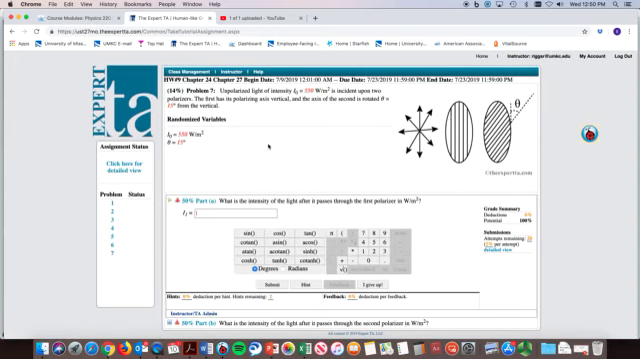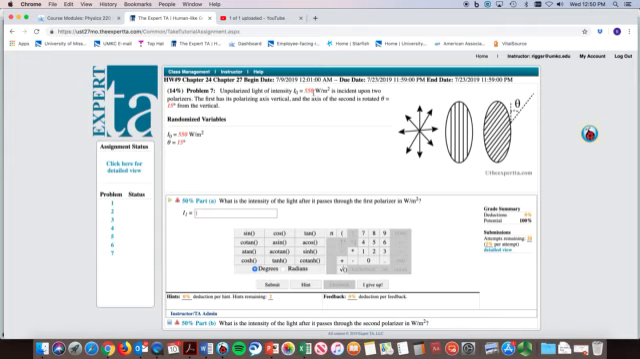All right, so here it says, unpolarized light of intensity 550 watts per meter squared is incident upon 2 polarizers. The first is polarizing, and then the second, and the axis of the second is rotated to 15 degrees off the vertical. What is the intensity of the light after it passes through the first polarizer?